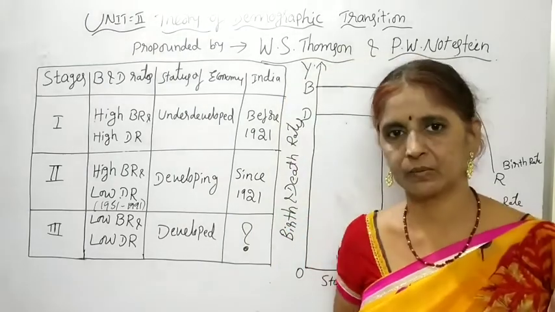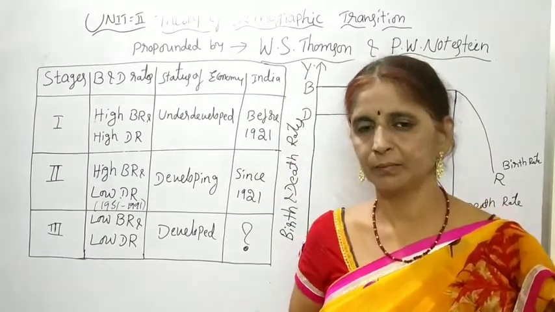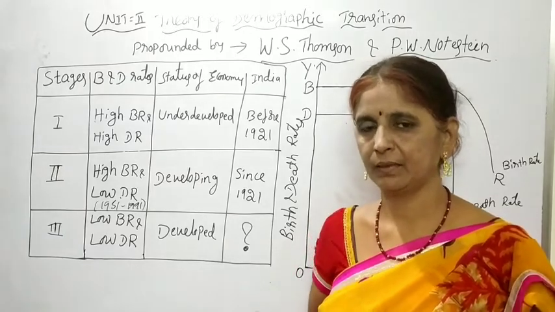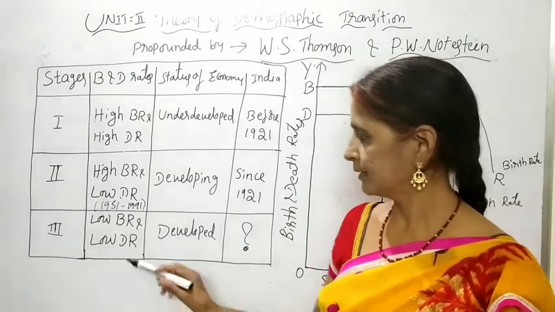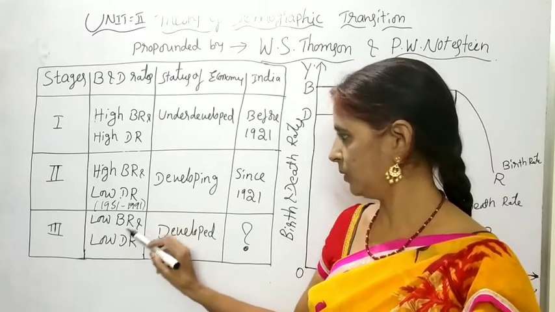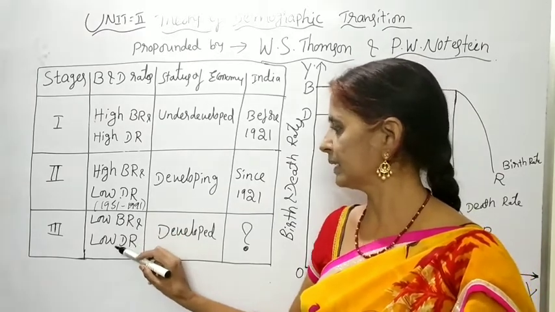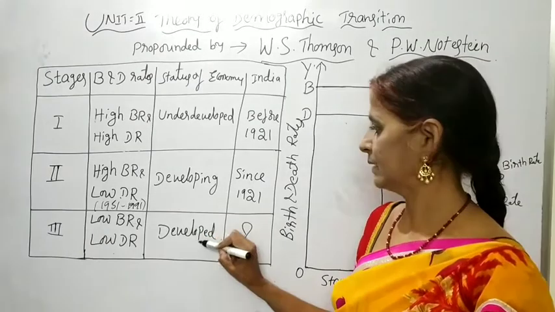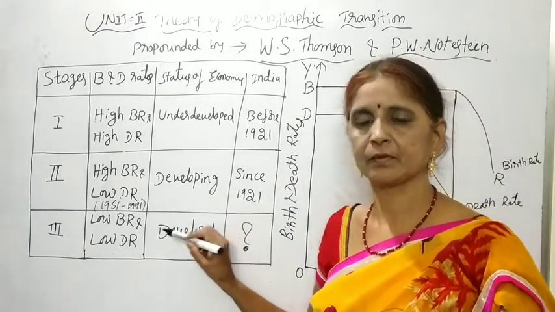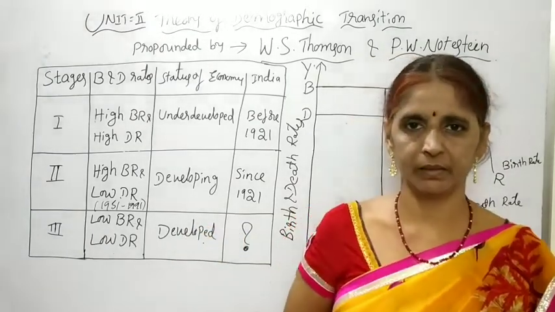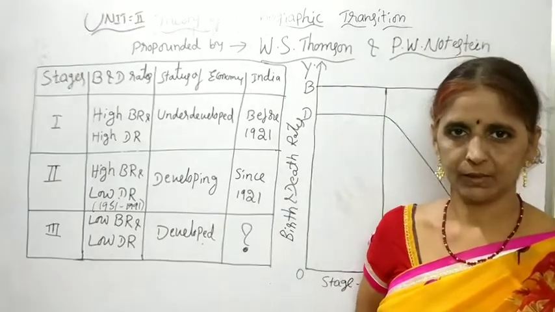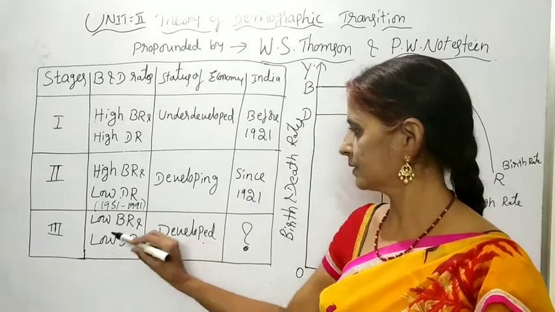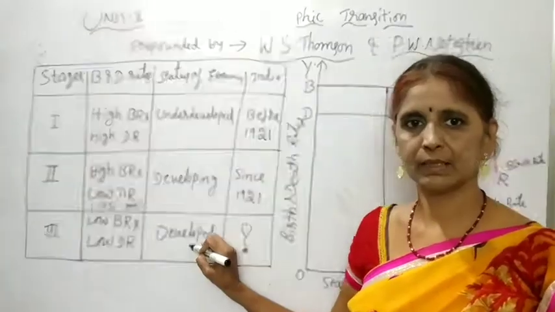And education also changes the attitude of the people towards the small family. They will give priority to the small family. So that is the reason birth rates are low and death rates are also low in the third stage of the theory of demographic transition. So the nature of the status of the economy is a developed economy. All the developed countries in the world, USA, UK, Germany, Japan, are in the third stage of the theory of demographic transition.